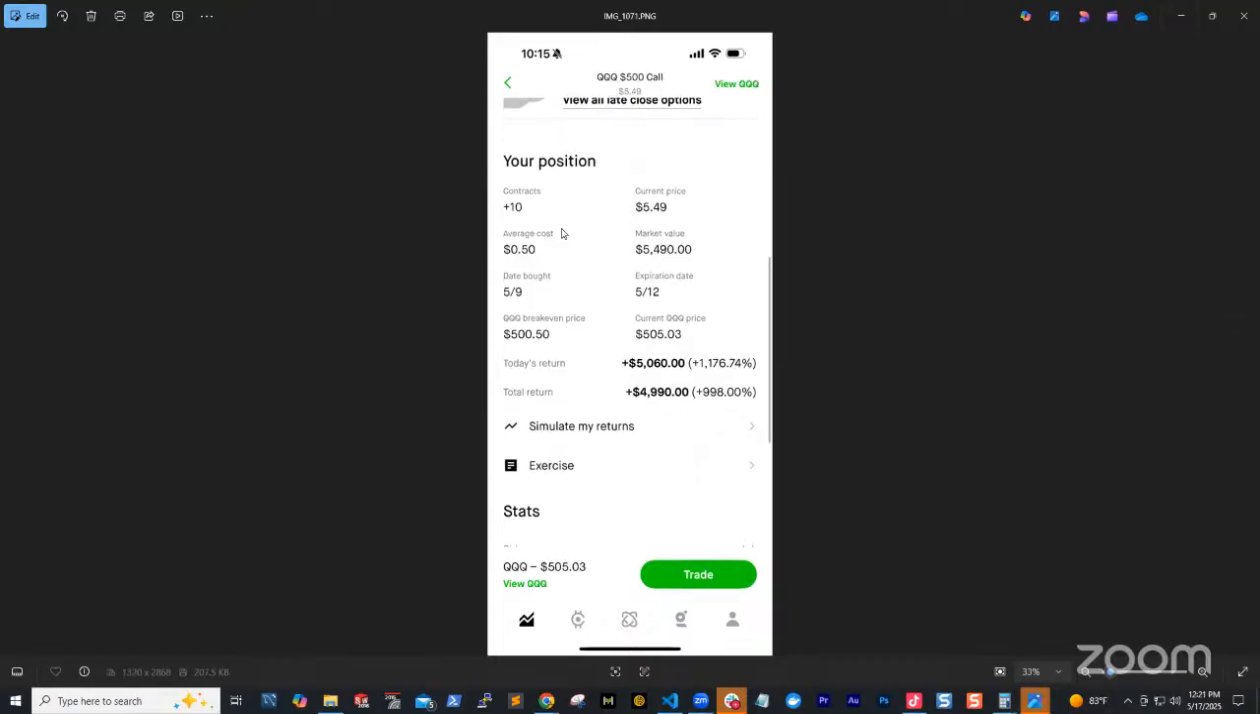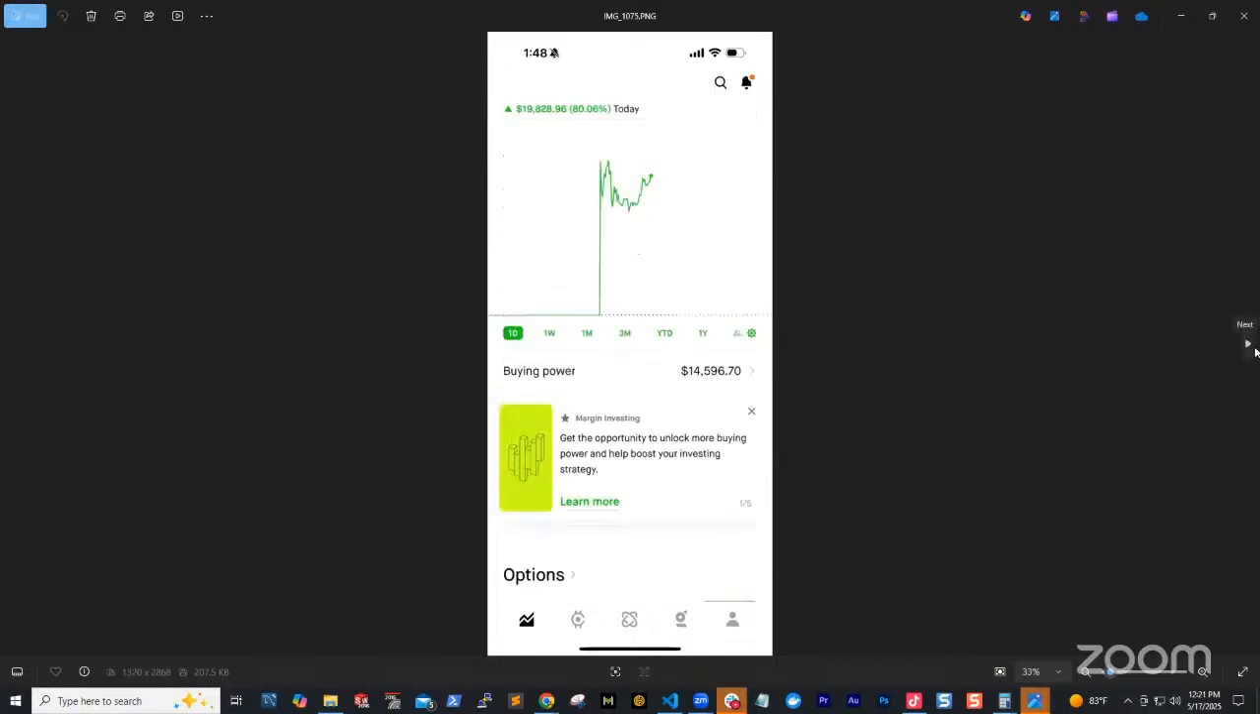This is this one too, right? I paid $500 for it because it's $50 times 10. I made, let's just say, $5,000. Then on Monday, this is how much I was making: $19,000 on Monday off a $3,000 investment, right?